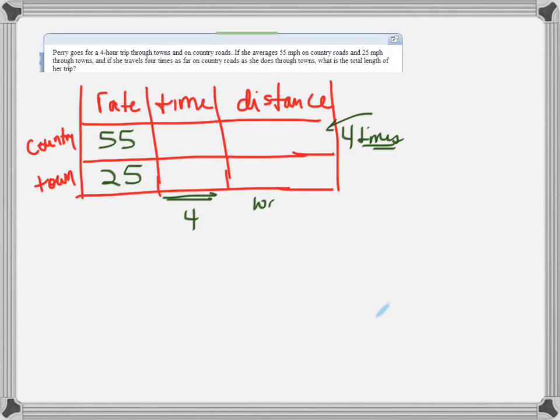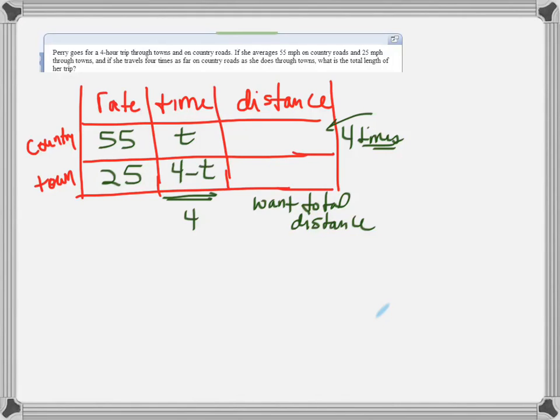And then they said something about him, or her, I guess it's a her, traveling 4 times as far in the country than they did in the town, and that we want the total distance. So this is me making little notes to myself, either outside the chart or inside the chart, depending upon where it goes. So now I can go back, and I'm trying my hardest to only use one variable so that I only need one equation.